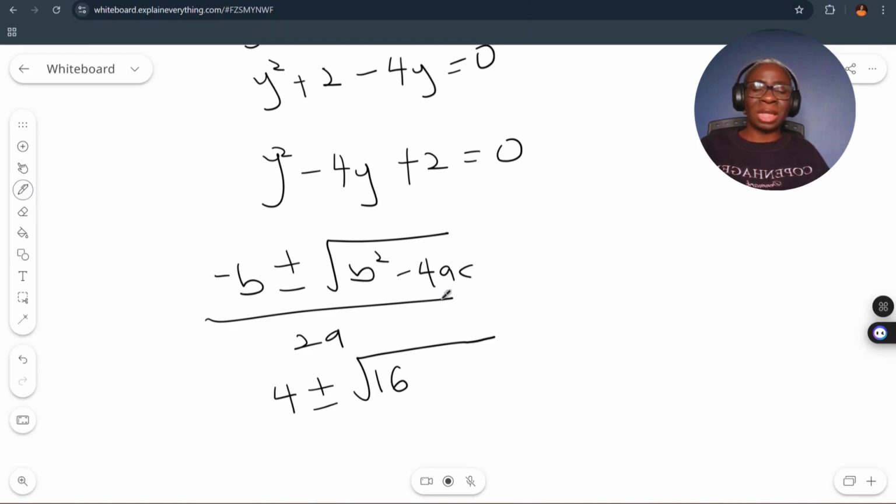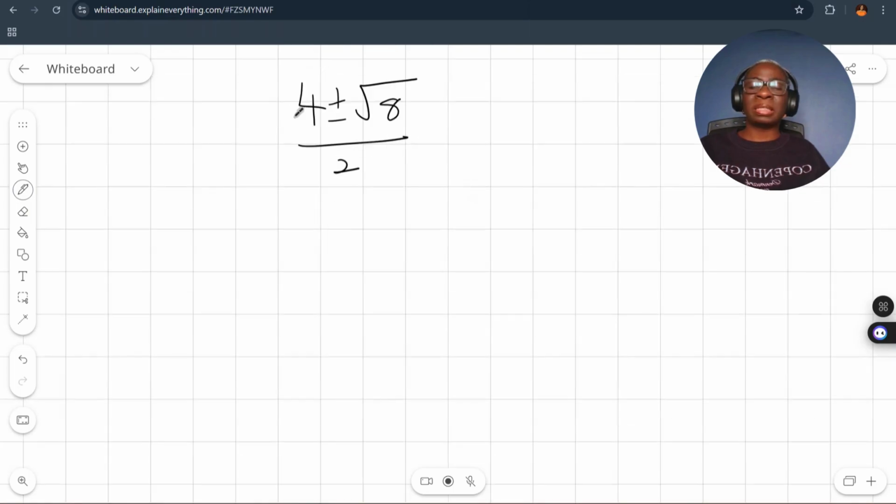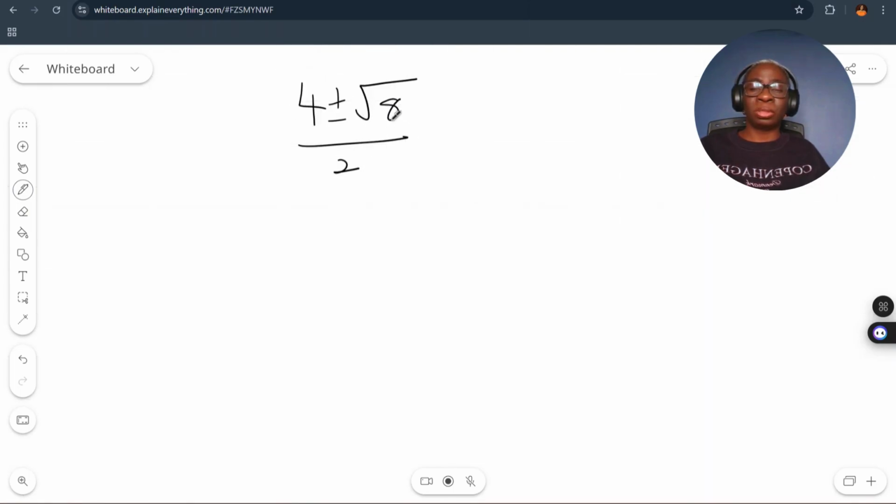So we have 4 times 1, 4 times 2, that's 8. Then we have minus 8 over 2 times 1 is 2. So that now we will have 4 plus or minus root 8 over 2. Now let's simplify this. Since this root is not in its simplest form, we can simplify this so that we can cancel out the 2 that is in the denominator.